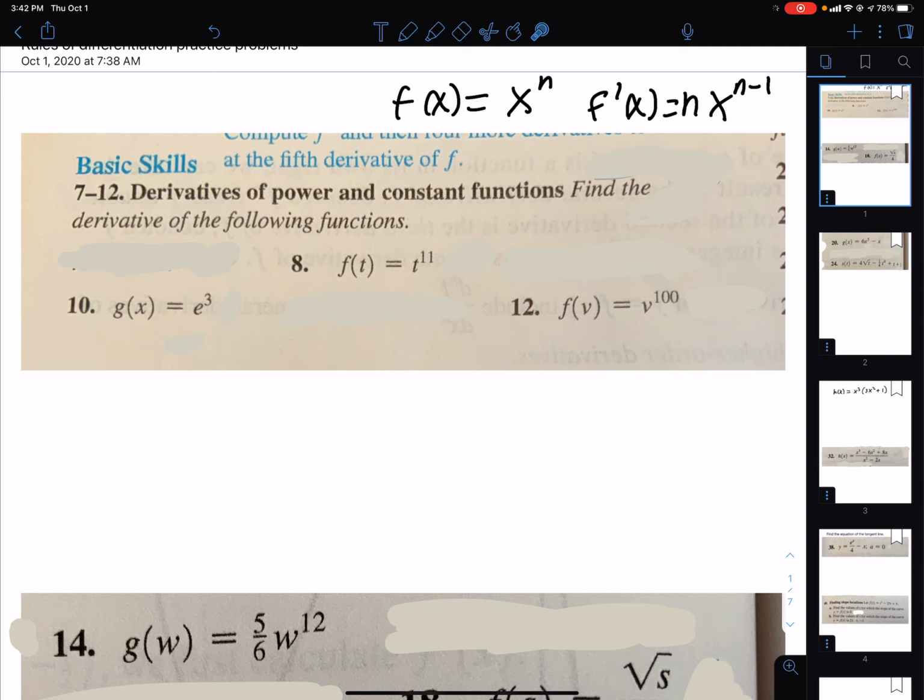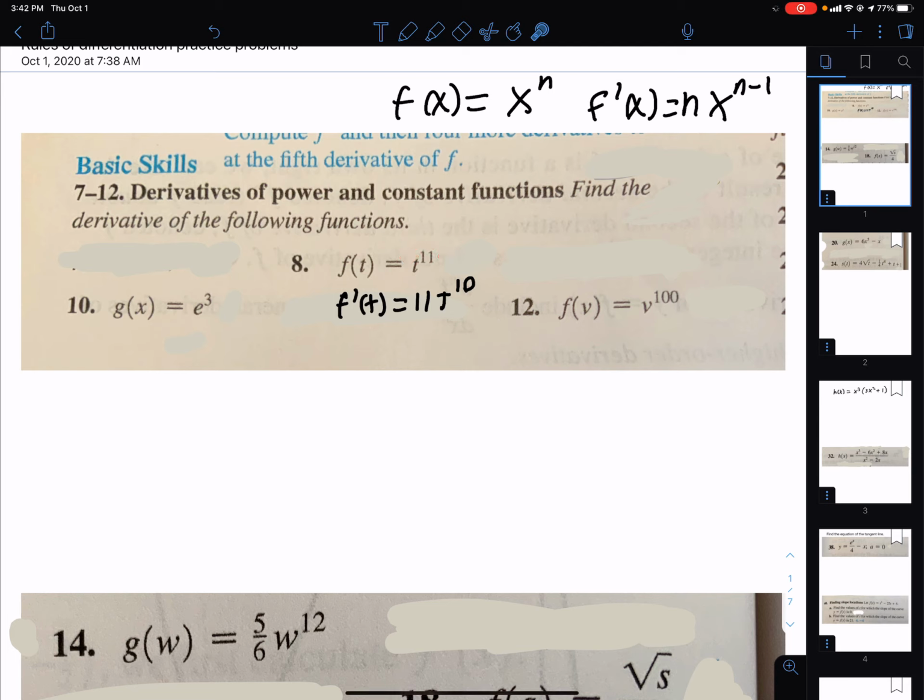So in this first one, we see that t is our variable. That's t to a power, so we can apply the power rule here. So this will be f prime of t is 11 t to the 10th. So we brought the 11 out in front, subtracted 1 from the 11 to get the 10.